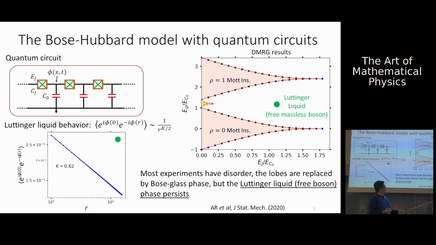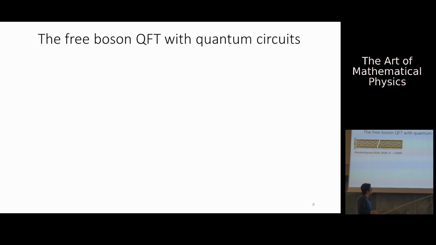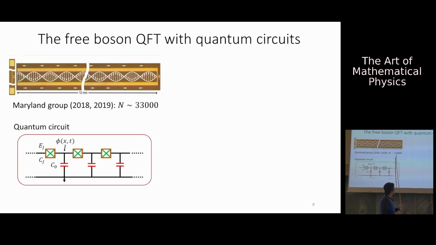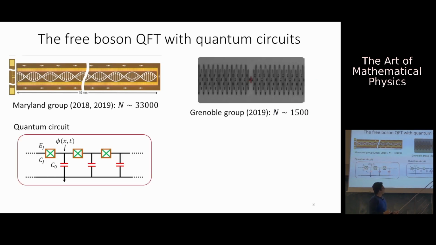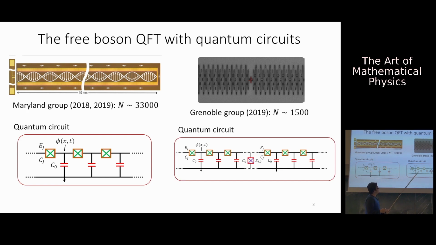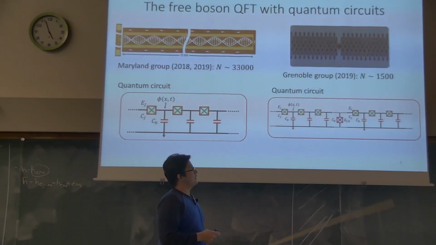And this is an idealized model, so in reality there is disorder in the system because you build the system on a substrate which has impurities, and so this leads to glassy phases here, but this Luttinger liquid phase survives. And it is this phase that has been observed in the Maryland group experiment, and in the Grenoble group they put together two such free bosons and coupled it with an impurity atom here.